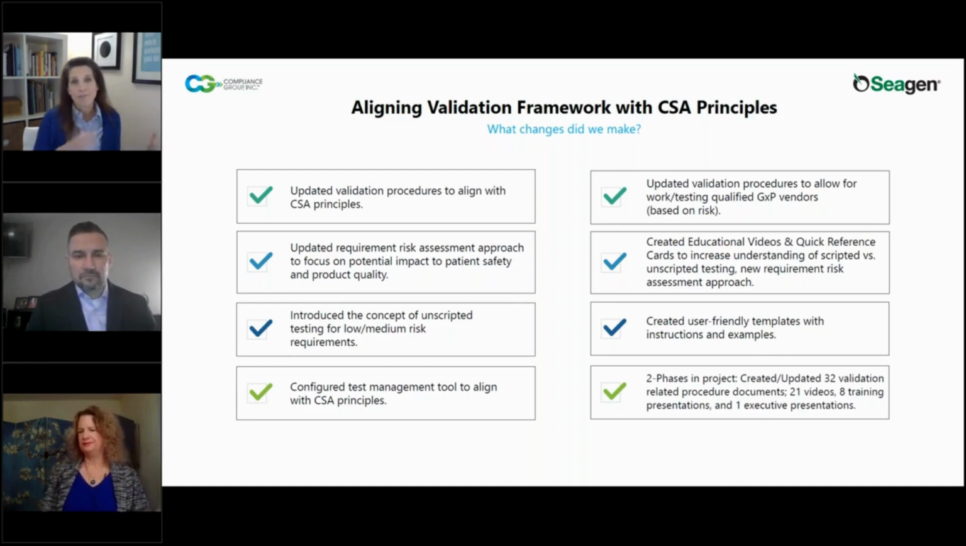We moved from an FMEA, that traditional risk assessment approach, to the CSA concept, where we are focusing on the potential of the requirement to impact patient health and safety and product quality. So it's just a similar concept, but a different way of looking at the risk.